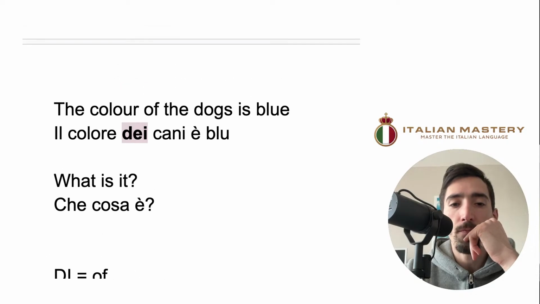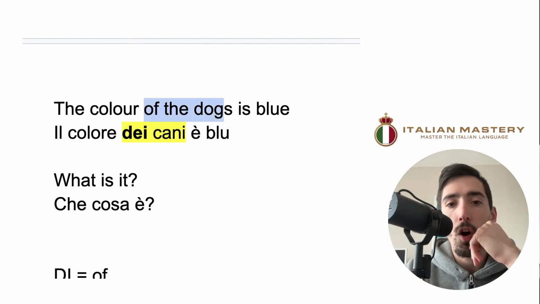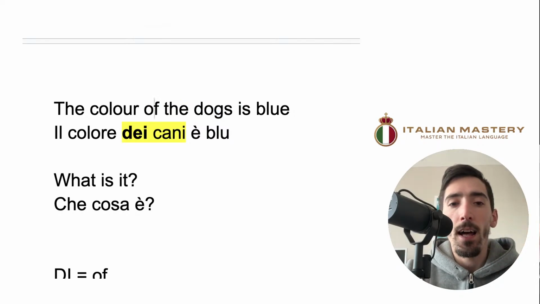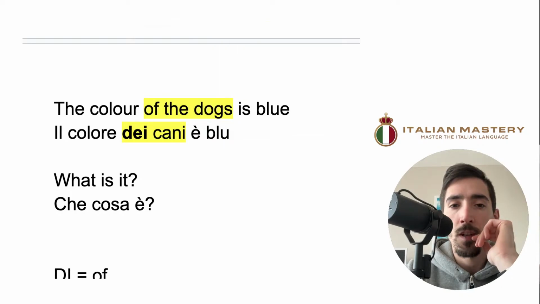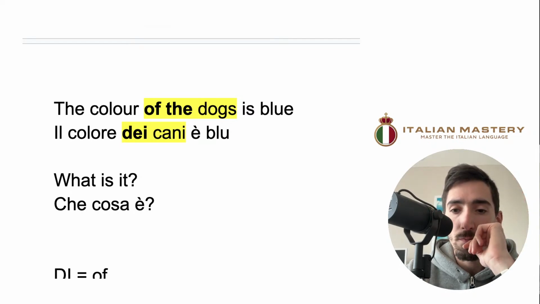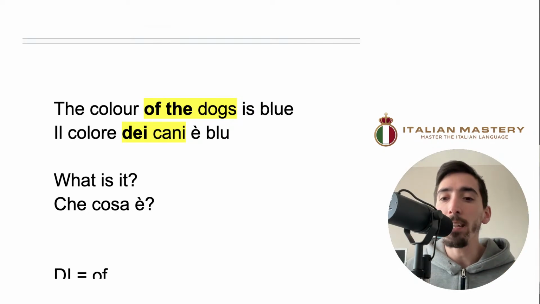But here, dei cani is of the dogs. And this is very confusing. The reason for this is that, as you've seen before, exactly. As Arturo points out, dei means some and also of the.